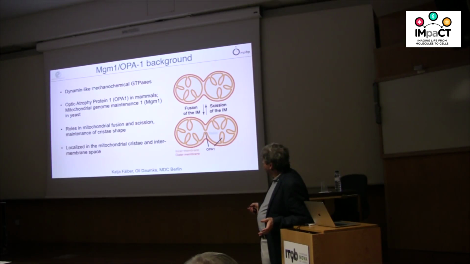It's a mitochondrial mechanochemical GTPase. It hydrolyzes GTP to shape the membrane, and it can either just work as a scaffold, or it can have roles in fusion or scission. So there are three different roles, and we don't know how it does that. This is something we want to find out in the future.